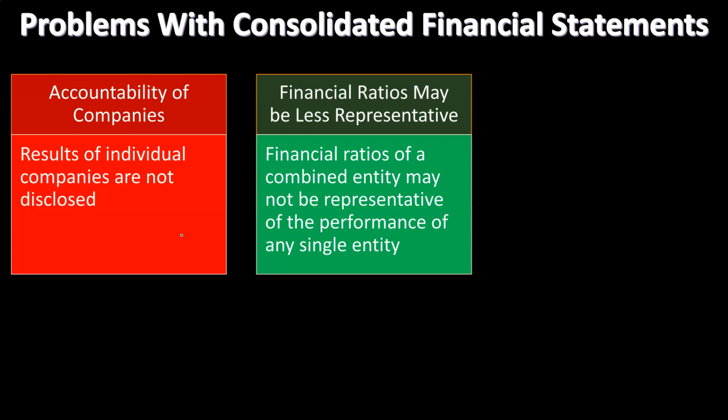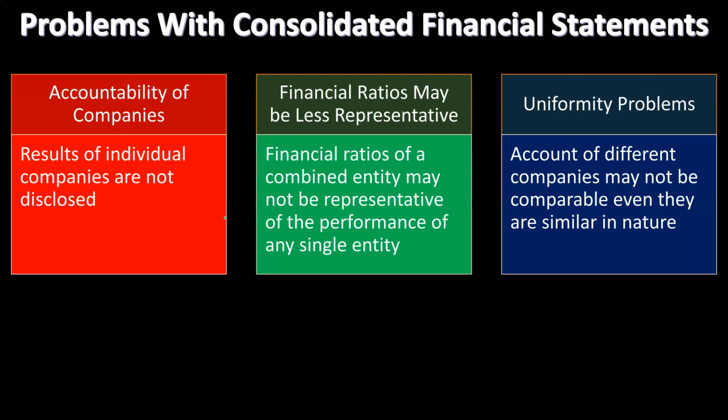Financial ratios may be less representative. Oftentimes when you're taking the financials and making decisions, you're going to do ratio analysis on them. The ratio analysis could be less effective in some cases when you're considering the financial statements on a consolidated basis. So financial ratios of a combined entity may not be representative of the performance of any single entity. Especially if you have entities that are doing different things, a ratio for the combined entity might not give you what you want in terms of performance as well as it would if you applied those ratios on an entity by entity basis.